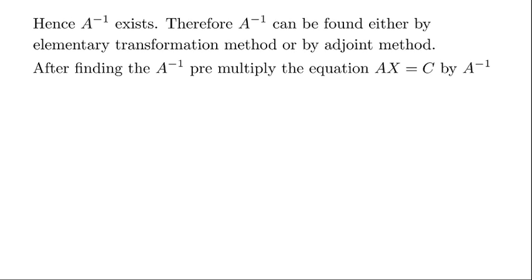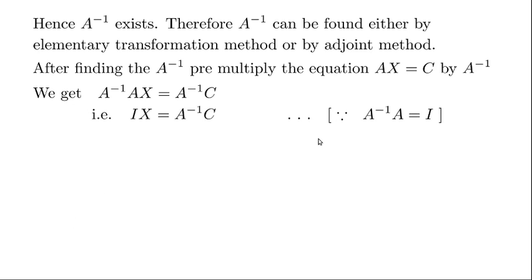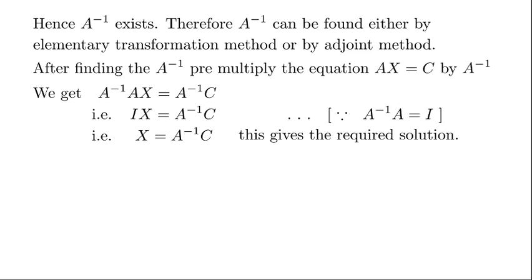Therefore, A inverse can be found either by the elementary transformation method or by the adjoint method. In any case, after finding A inverse, pre-multiply the equation AX equal to C by A inverse. So what we get is A inverse into AX equal to A inverse into C. A inverse into A is I. So we get IX equal to A inverse into C. Therefore, X equal to A inverse into C. And this gives the required solution, because when we multiply these two matrices on the right hand side and equate with X, we will get the values of all the variables.